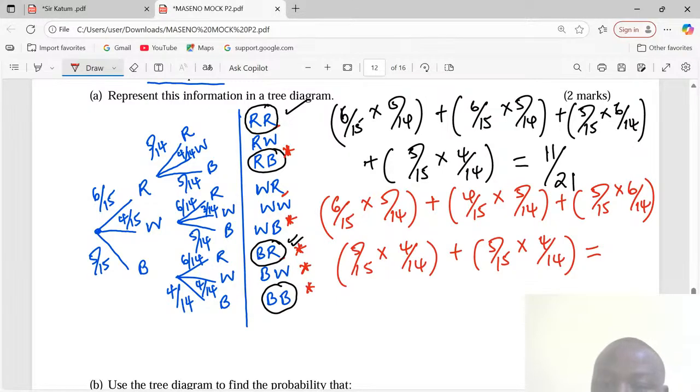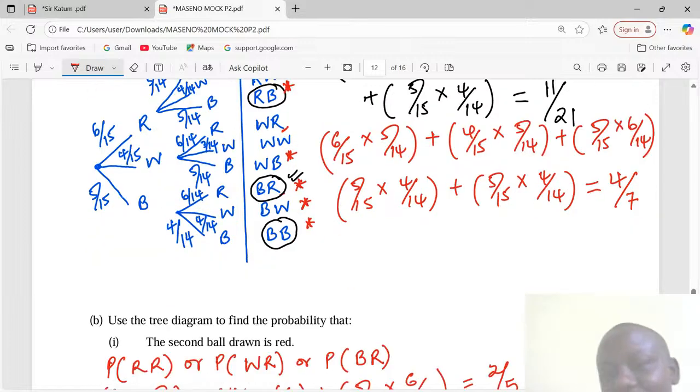So I'm having 4/7. I don't know what you have on that side. I'm having 4/7 for my case. Does it mean you guys are faster than Mwalimu wa Math? Very good work. Very interesting work.